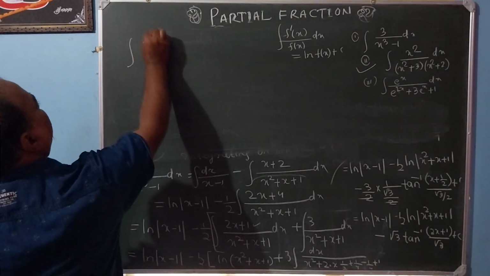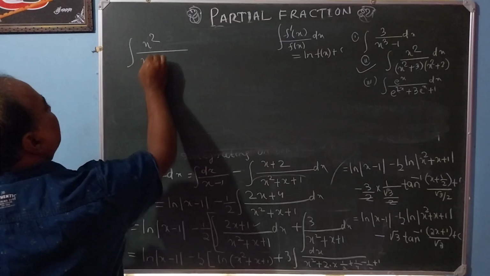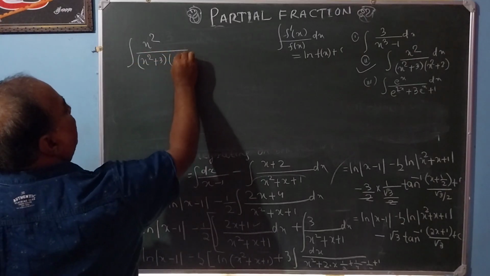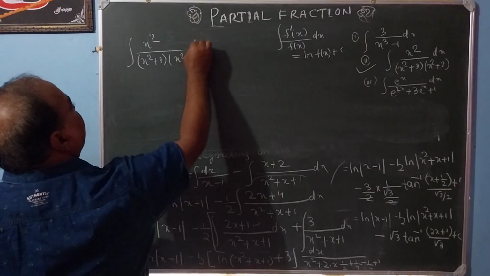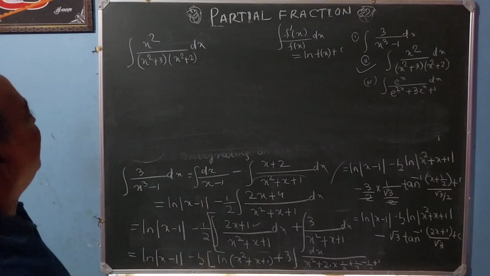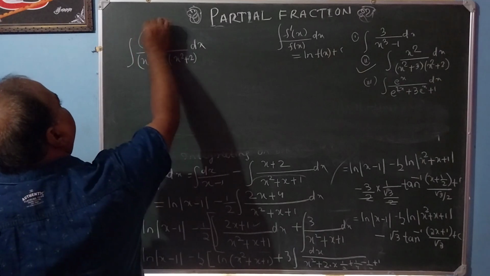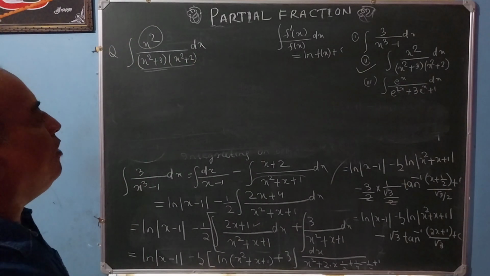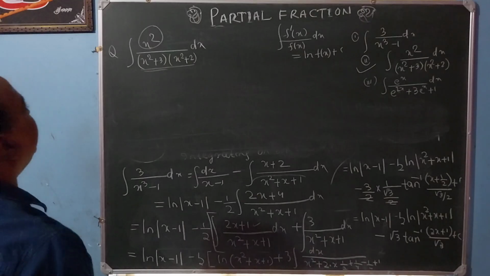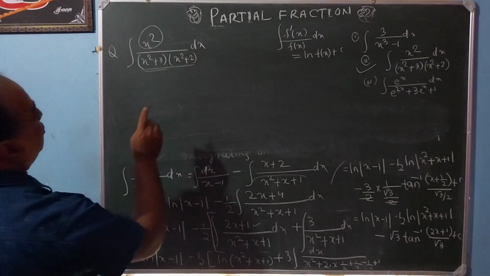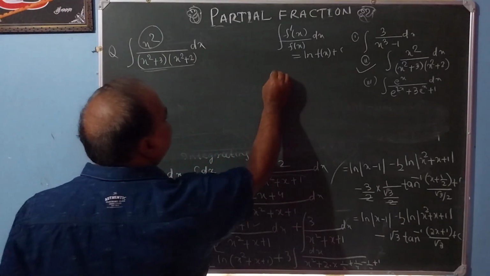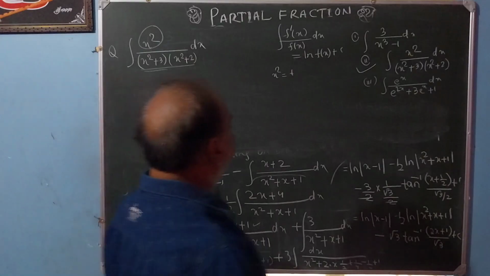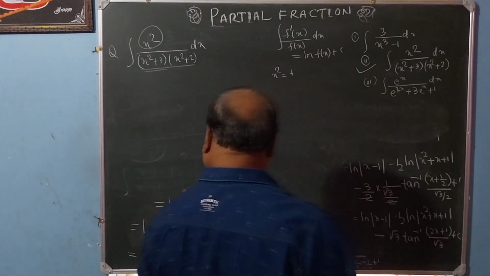Integration of x square divided by (x square plus 3) whole into (x square plus 2) into dx. So it is a proper fraction. Degree of numerator is 2, degree of denominator is 4. So it is a proper fraction, so there is nothing to be done. So we have to do this problem like this. For convenience, x square is equal to t.